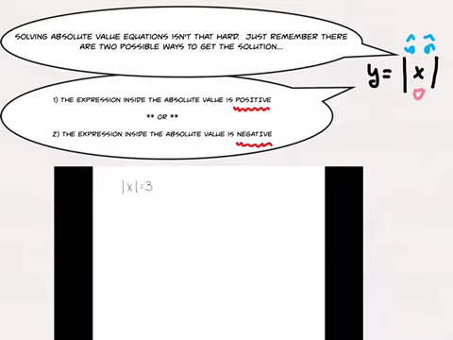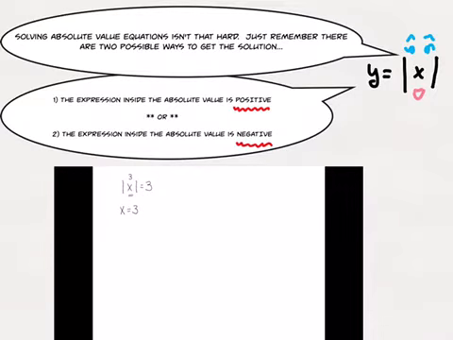To solve this equation, we think about what x could be to get this value 3. Absolute value is distance from 0, so it could be that x itself is 3, because if you plug 3 back into this equation, you get 3.